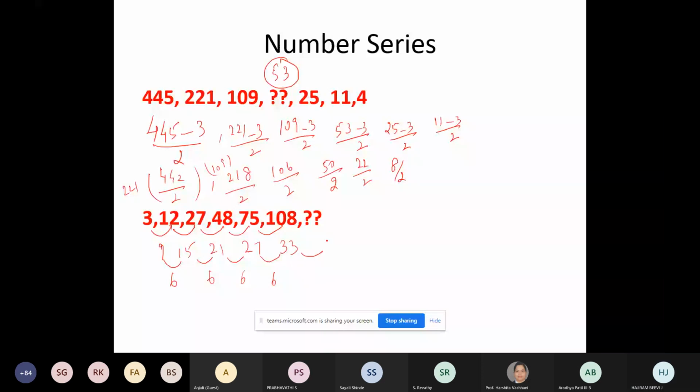Okay. Then here in the first level, the difference between the sixth term and the next term will be 39, which means add these two numbers, 108 plus 39. So the value is 147.